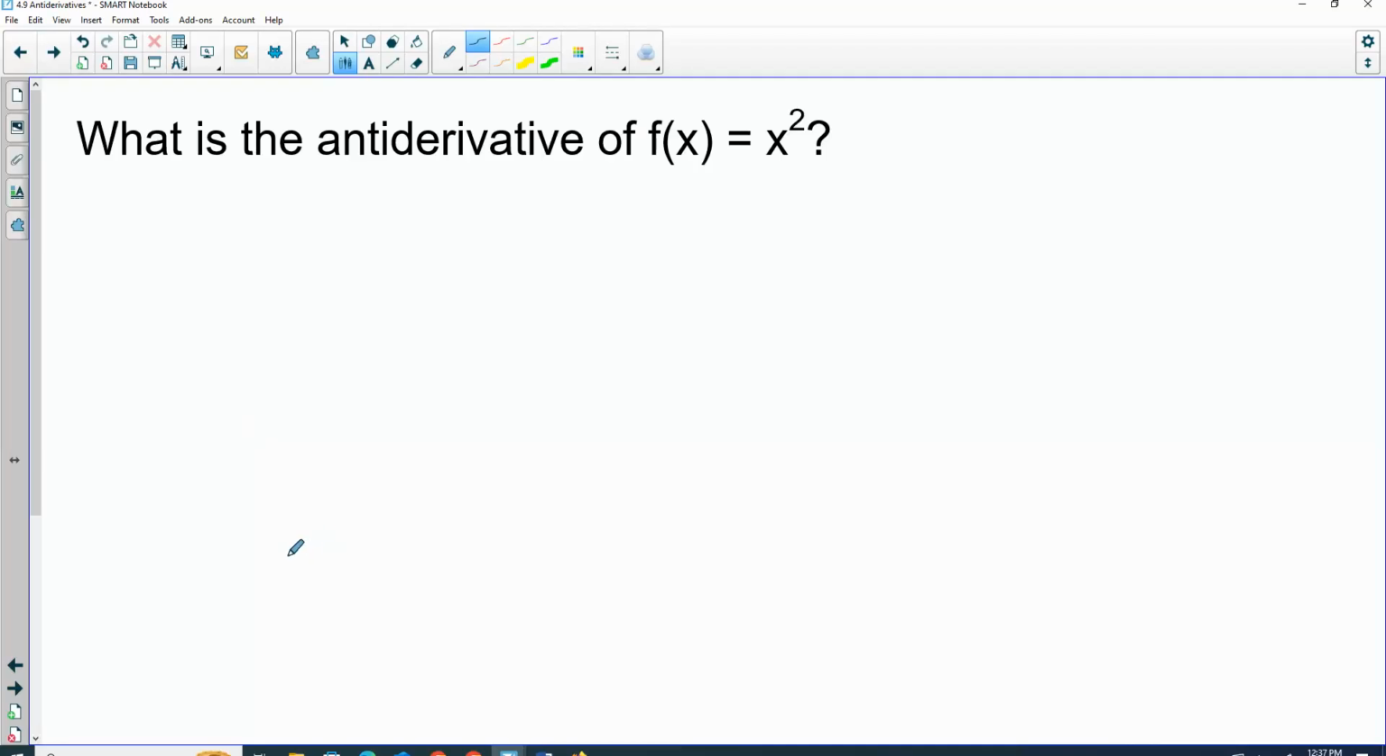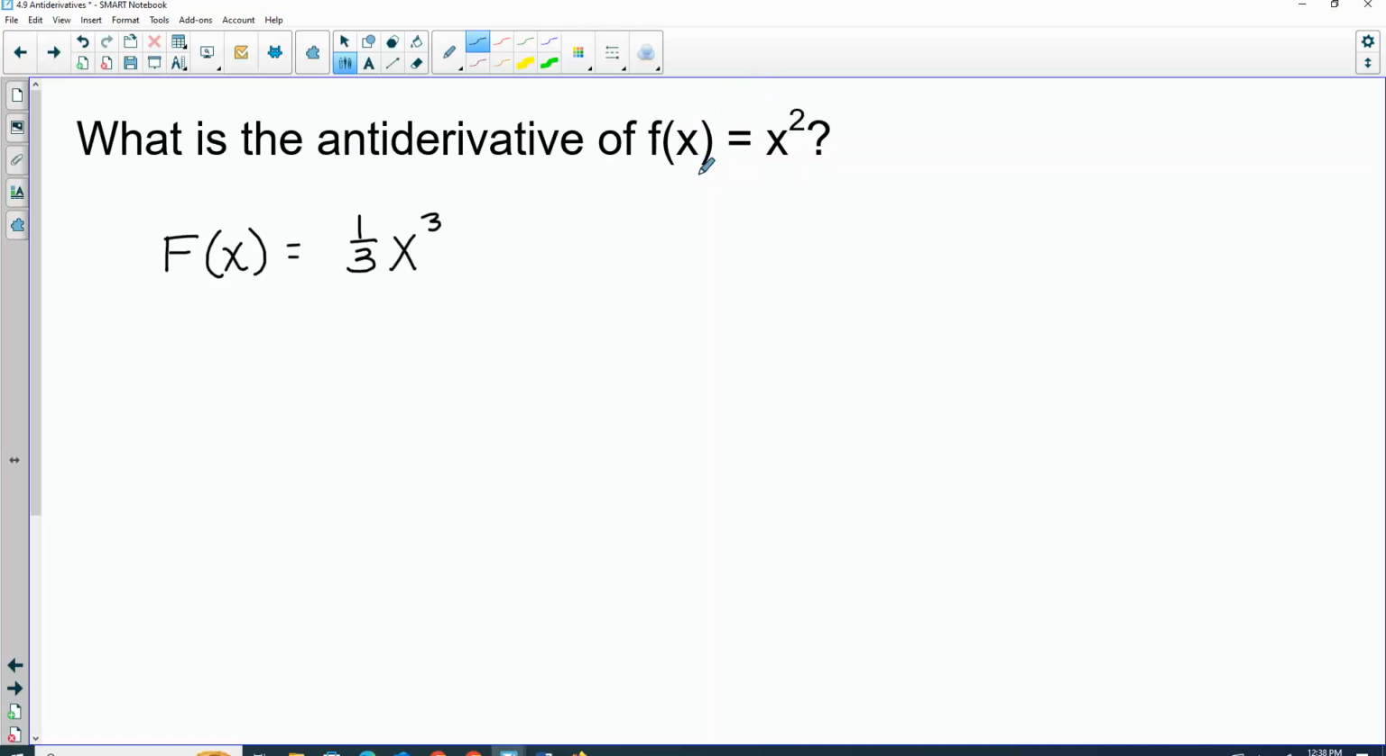So let's see if we can figure one out. What would be the antiderivative of x squared? So what happens when you do a derivative? The exponent comes down and you subtract 1. So if I'm doing the antiderivative, what should I do to my exponent? Add 1, so it would be x cubed. But the derivative of x cubed is 3x squared. Right, we have to do the reciprocal in front. So one third times 3 would be 1x squared. Alright, so there's the antiderivative.